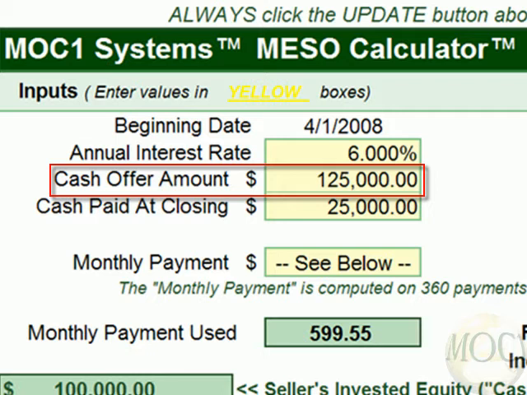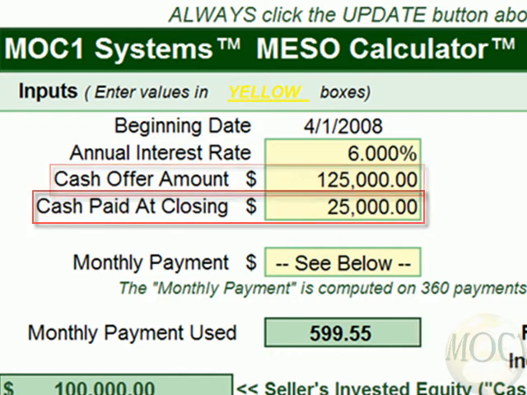The cash offer amount is also known as the maximum allowable offer, or MAO, for the property. This is the price at which an investor can reasonably expect to earn a decent profit and have only a minimal chance of losing money. Any offer greater than the MAO will significantly increase the investor's chance of losing money and also make the profit margin too low for the amount of risk associated with the investment.